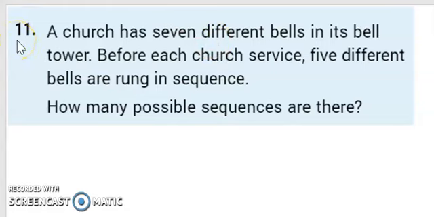Permutations question 11. A church has 7 different bells in its bell tower. Before each church service, 5 different bells are rung in a sequence. How many possible sequences are there? So when we hear the phrase how many, we want to think multiply.